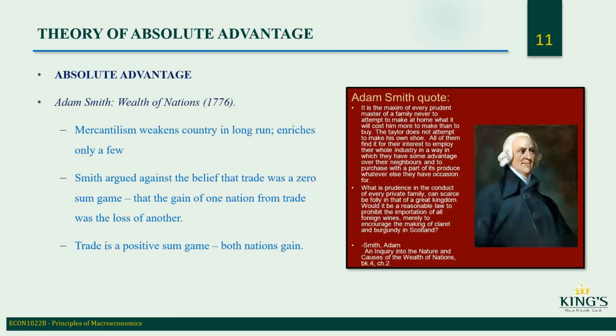So absolute advantage, mercantilism weakens country in long run, enriches only a few. Smith argued against the belief that trade was a zero-sum game, that the gain of one nation from trade was the loss of another. So trade is a positive sum game, both nations gain. I do believe that trade is a positive sum game and both nations gain. And I think that's a good view. This view here is a good view, but I prefer the comparative advantage approach.